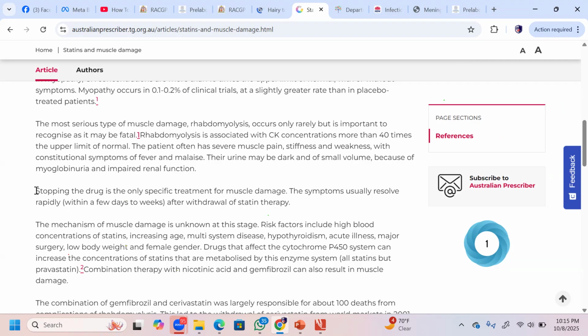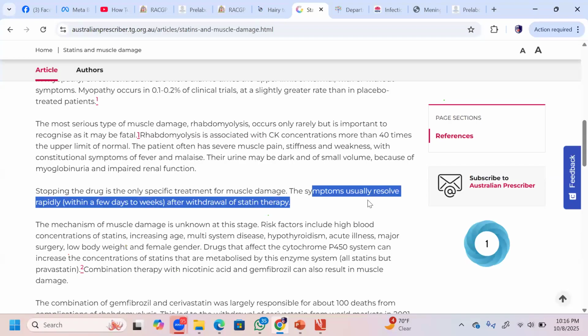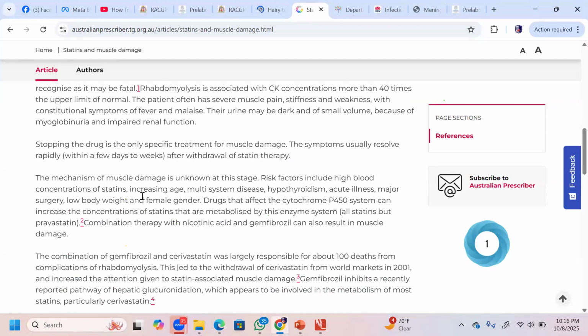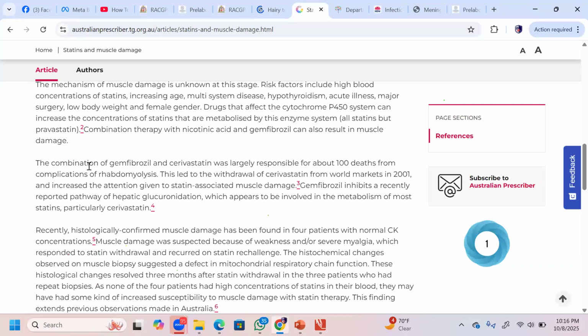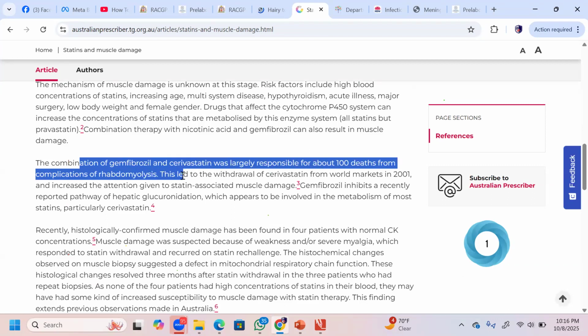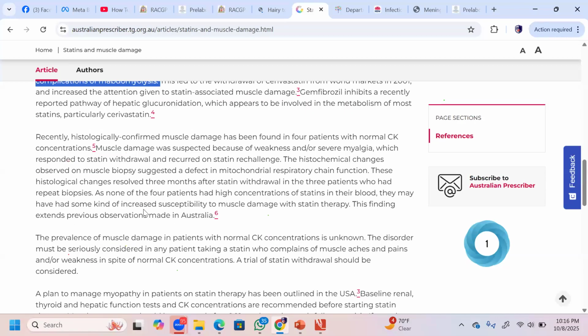And in management, first of all, you have to stop the culprit drug. Stopping the drug is the only specific treatment for muscle damage. And these symptoms usually resolve rapidly within a few days to a week after withdrawal of the statin therapy. So in management, next step is you have to stop the culprit drug. And the combination of gemfibrozil and simvastatin was largely responsible for 100 deaths from the complication of rhabdomyolysis. So this drug combination is devastating for patients and leads to rhabdomyolysis.